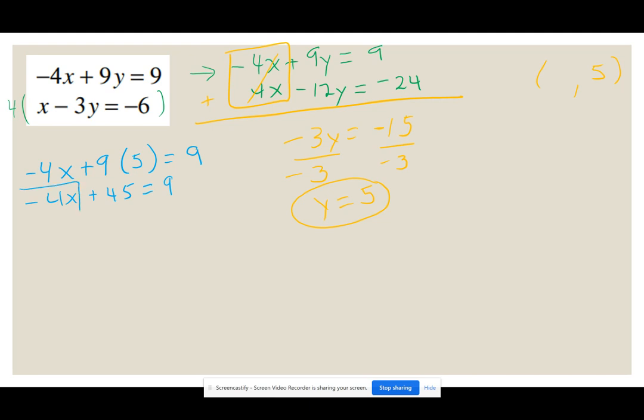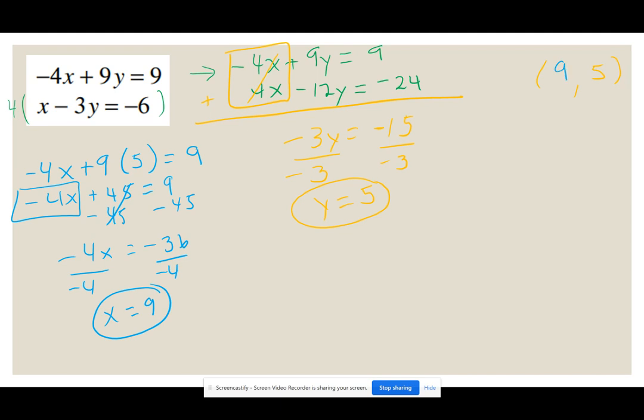All right, if I want to get this x by itself, I have to subtract 45 from both sides. So I have negative 4x, and let's say, nine minus 45 is negative 36. And if I divide both sides by negative 4, I get x equals negative divided by negative is a positive 9. So my ordered pair would be 9, 5.